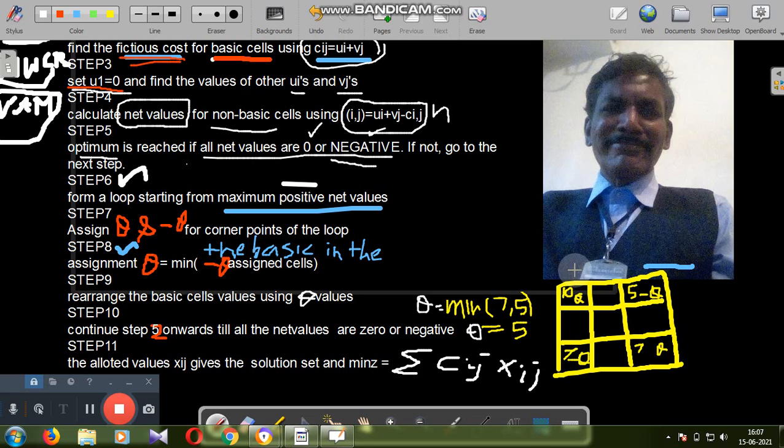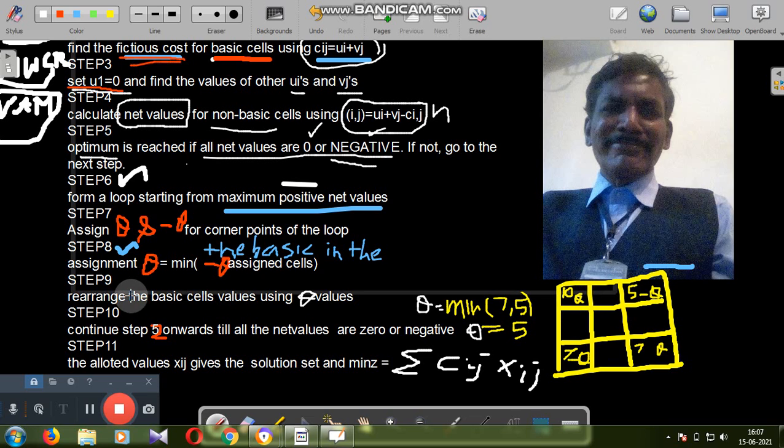So like that. We are just taking 5 from here, subtracting here, adding here, subtracting here, that's all. So that will not change the main aim of the problem. The main aim of the problem will not be changed by adding and subtracting the equal amount on all the corner points.